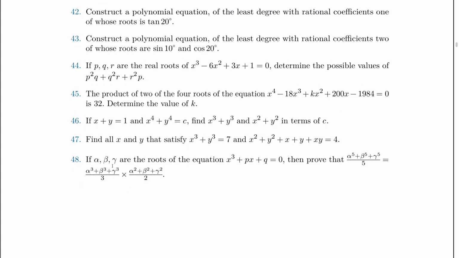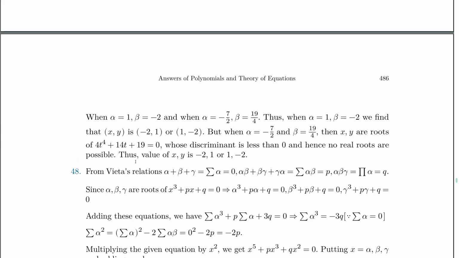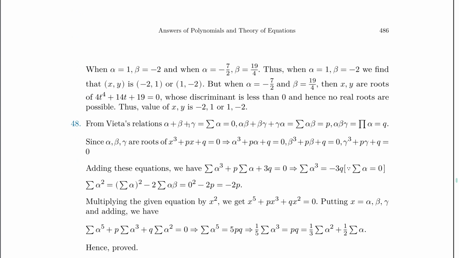Question 48 says that if alpha, beta, gamma are the roots of the equation x cube plus px plus q is equal to 0, then prove that alpha to the power 5 plus beta to the power 5 plus gamma to the power 5 by 5 is equal to alpha cube plus beta cube plus gamma cube by 3 into alpha square plus beta square plus gamma square by 2. So from Vieta's relationship, we obtain that alpha plus beta plus gamma, the sum of roots, is 0 because the coefficient containing x square is 0. Now the sum of roots taken two at a time is p, and the product of all three roots is q.